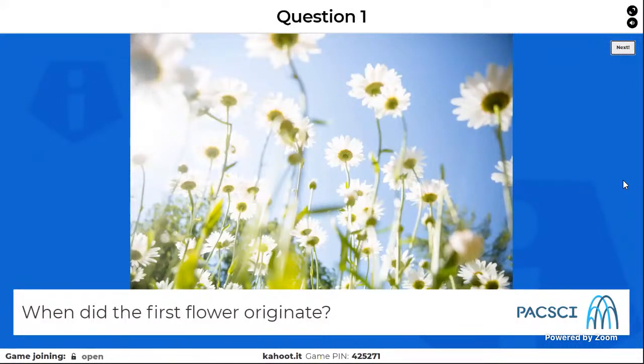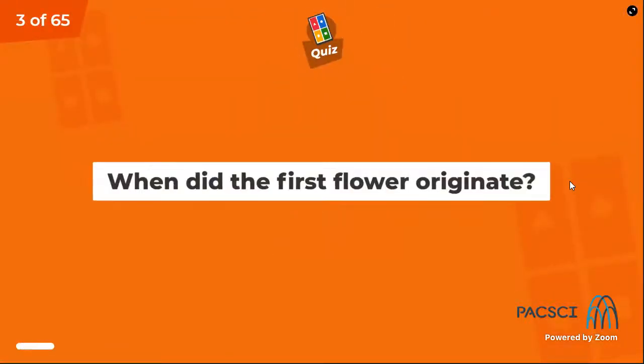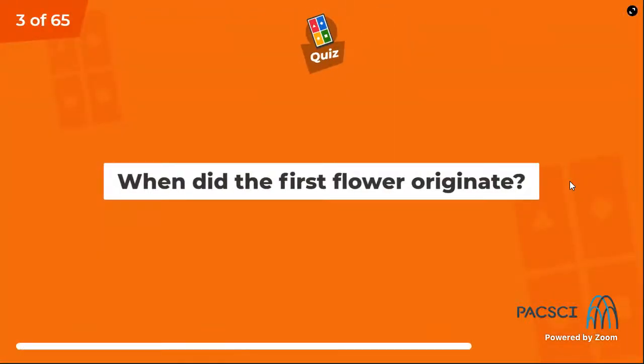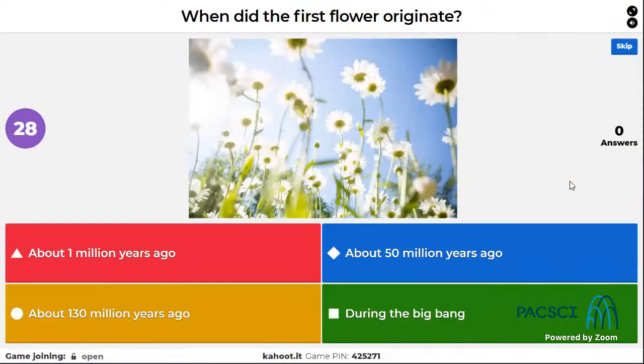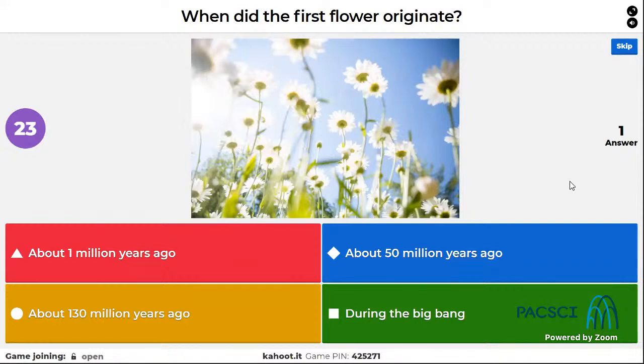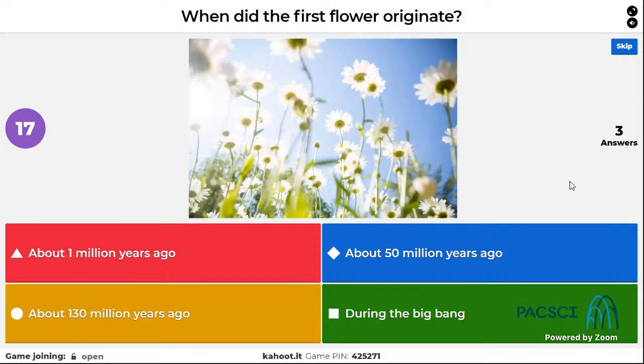When did the first flower originate? Is it about 1 million years ago, 50 million years ago, about 130 million years ago, or during the Big Bang? Got 15 seconds left, folks. Get those answers in. There's a few people that haven't answered yet. 4, 3, 2, 1.